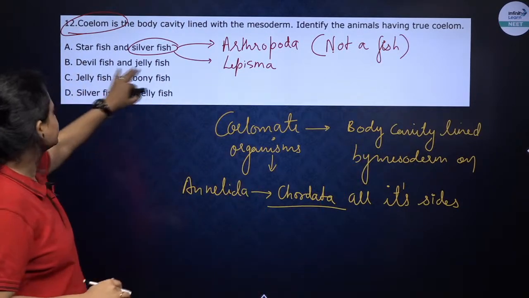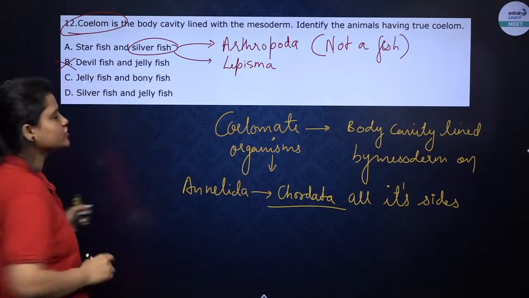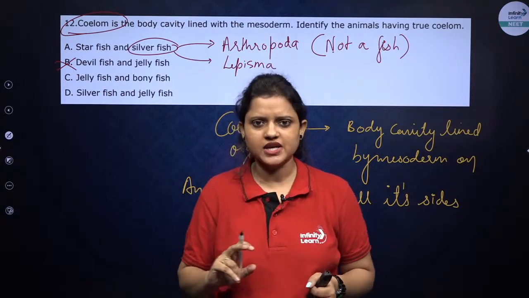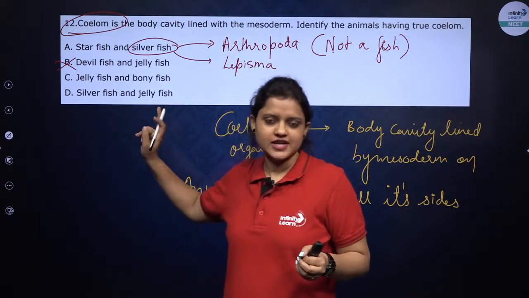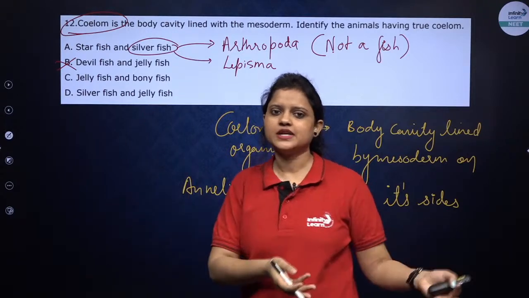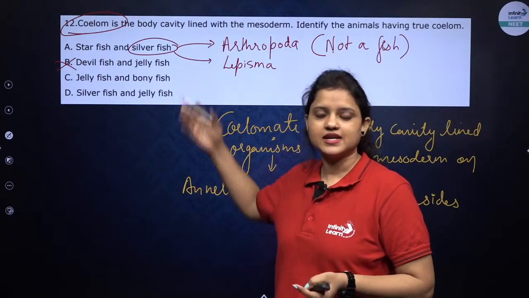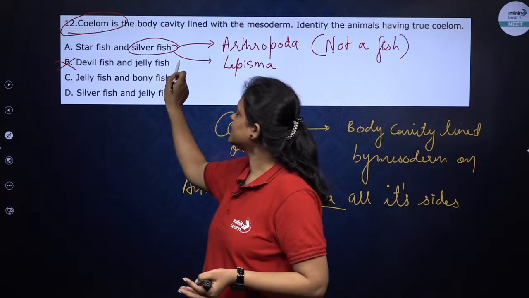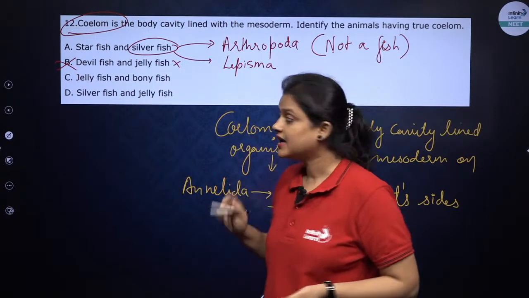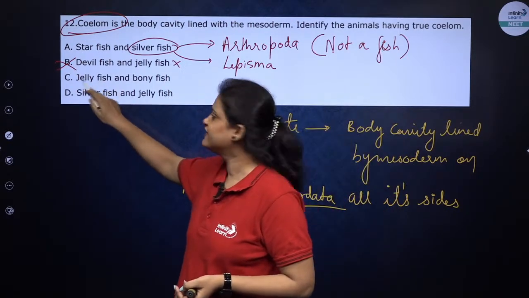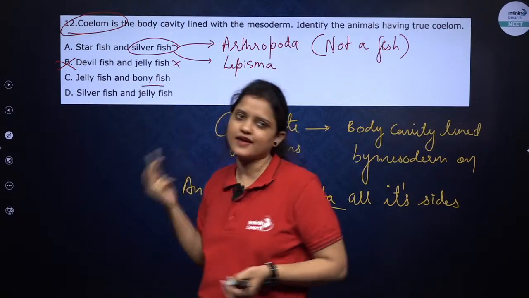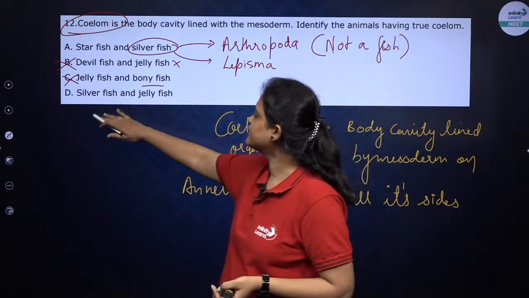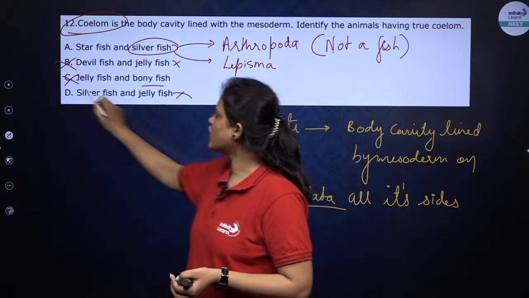Now next is devilfish and jellyfish. Devilfish, क्या है? Devilfish is a Mollusca. Devilfish is octopus. It is coelomate, but not this jellyfish. Jellyfish is diploblastic. Mesoderm ही नहीं है तो coelom कहाँ से आएगा, right? It is a Coelenterata or Cnidaria. That means इसके पास तो नहीं है coelom, right? Next option, sorry, jellyfish के पास नहीं है coelom. Bony fishes will have coelom. But again, this option cannot be true. Next option देखते हैं, silverfish and jellyfish. Again, jellyfish will not have a coelom.